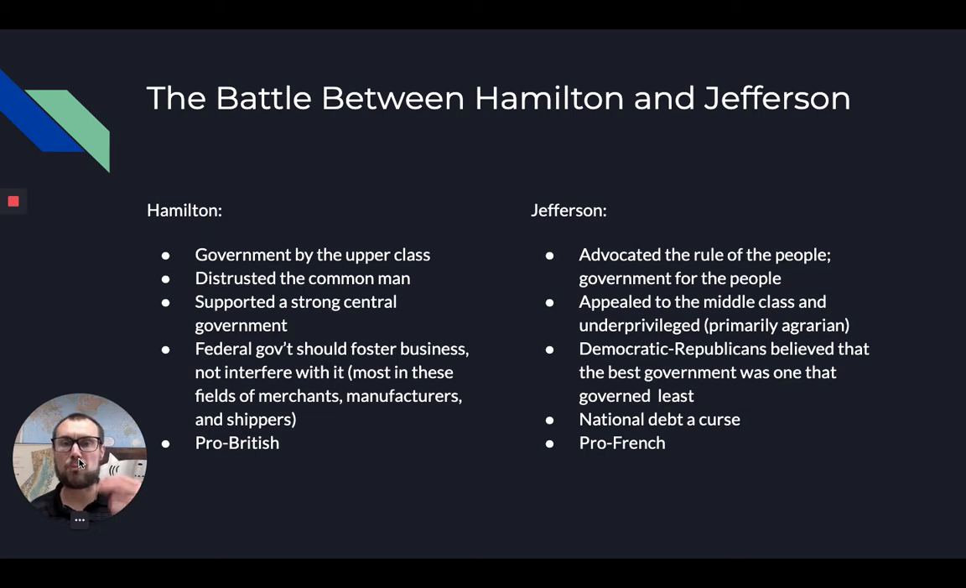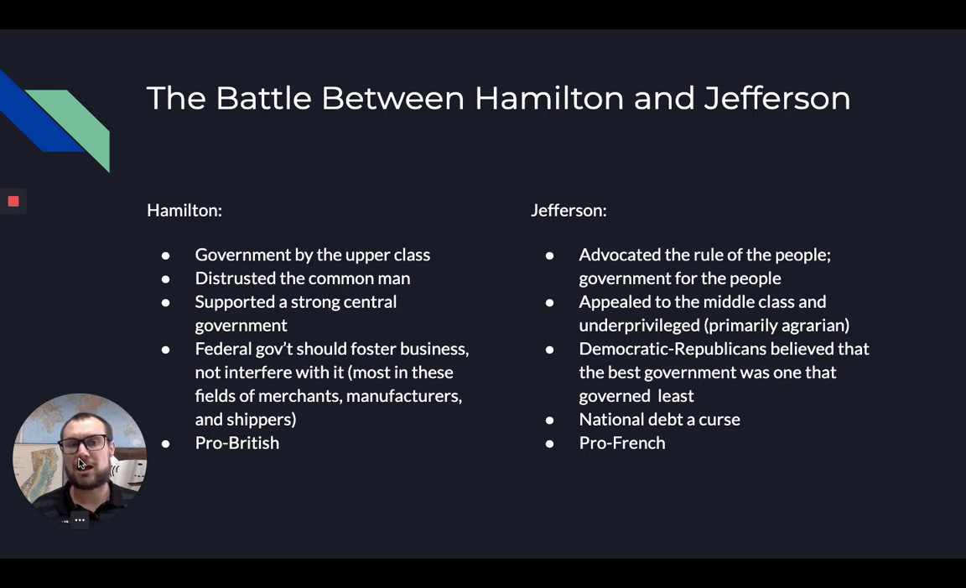And they were pro-business because they did a lot of trade with Britain, and it was very similar to those manufacturers, merchants, and shippers. Remember, Britain was the first to industrialize, if you remember that from modern world history.